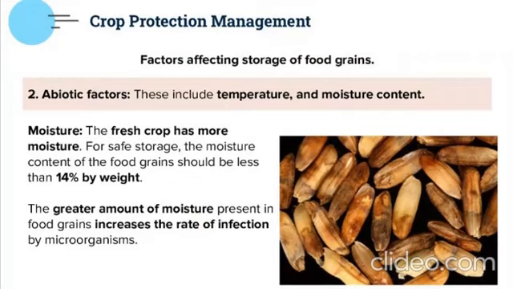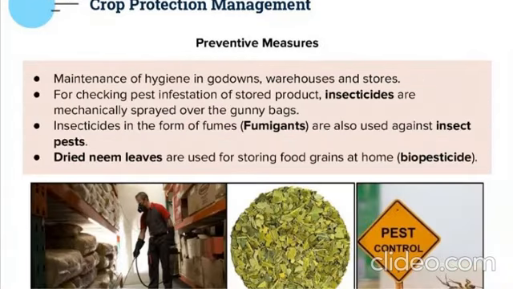How about moisture? The fresh crop has more moisture. The crop we just cut and harvested has very much moisture in it. So for safe storage, the moisture should be decreased to less than 14% by weight, because if more moisture content is there, infection by microorganisms will also increase, because in moisture and normal temperature, microorganisms can harm the crop very much.